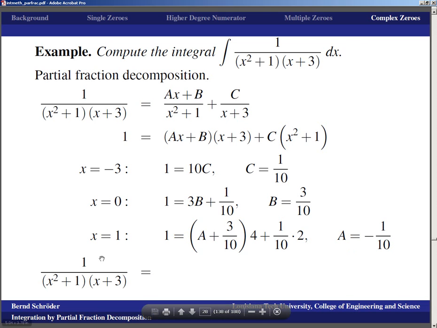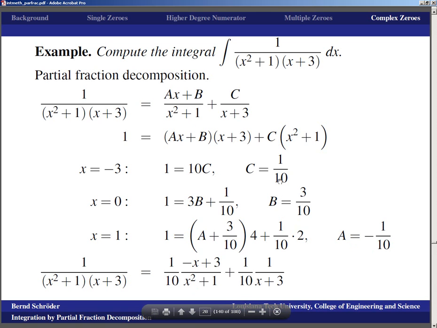And so that means that our fraction is 1/10 times negative x plus 3. So let's see what happens here. I want to keep the fraction out front. I kept the negative sign with the x, and I kept the plus 3 also here, right? Because a is negative 1/10 and b is 3/10. So that gives us negative 1/10 x plus 3/10, and I just put the 1/10 out front.